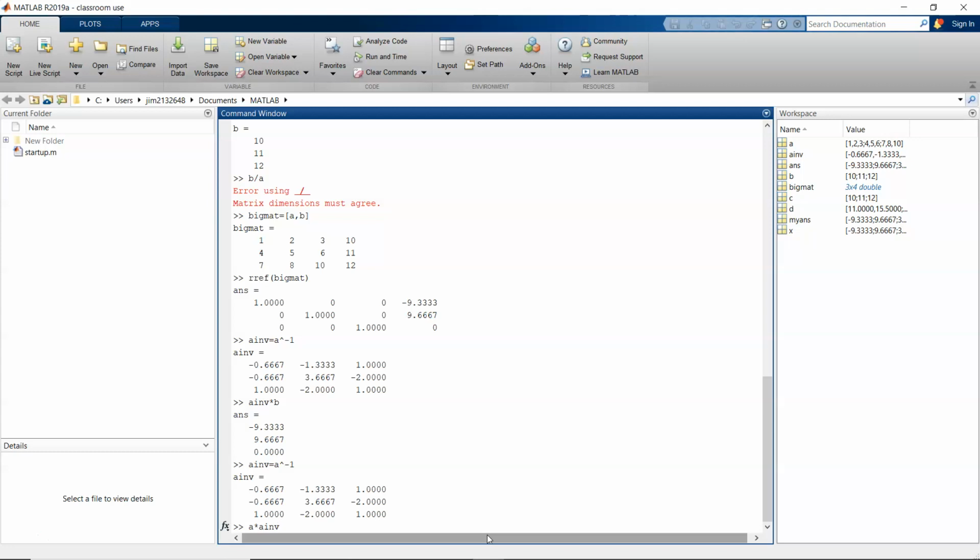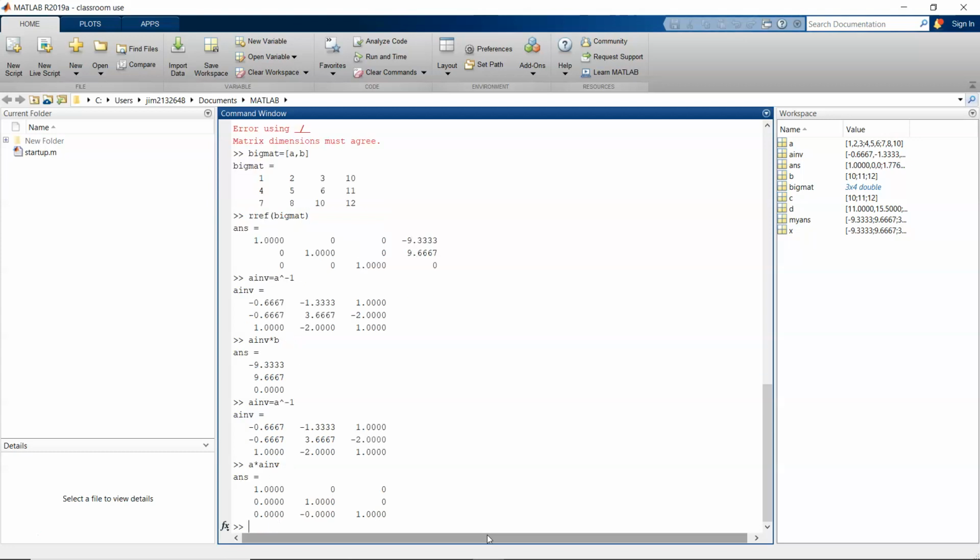Excuse me, I didn't want to just type A inverse. I want to type A times A inverse. There we go. A times A inverse. Ones on the diagonals, 0 everywhere else, maybe with a rounding error. You'll notice that can happen.